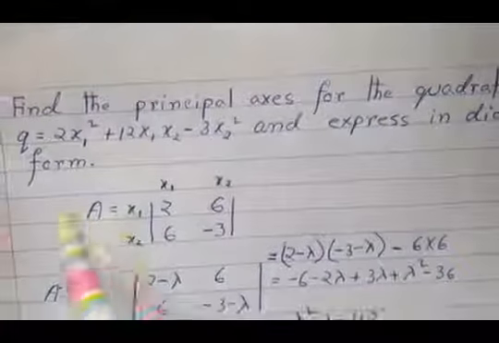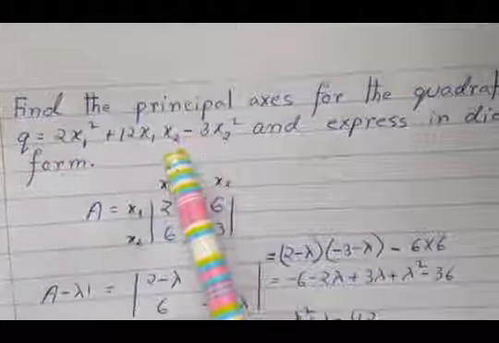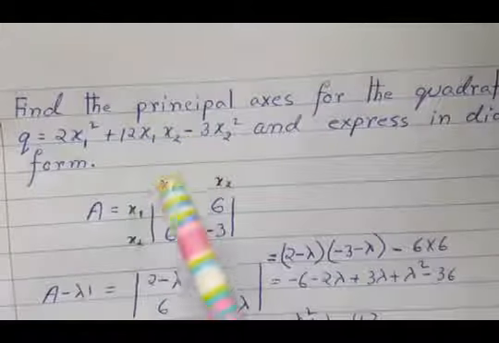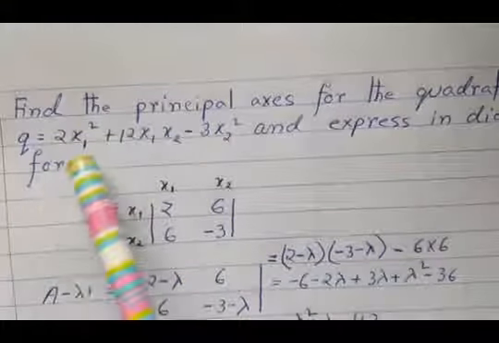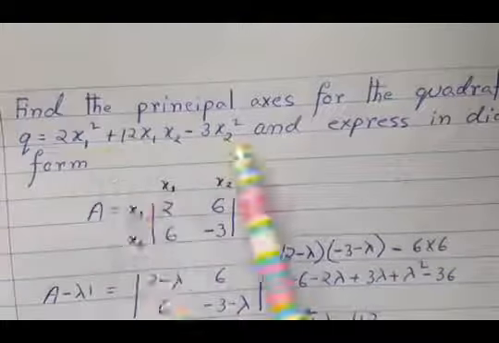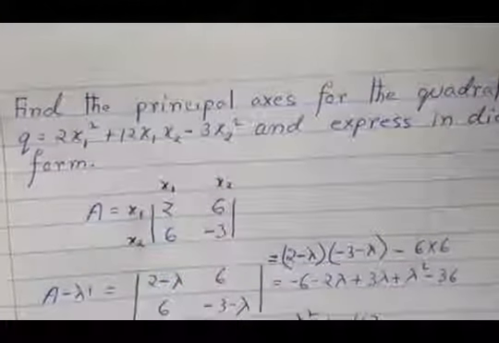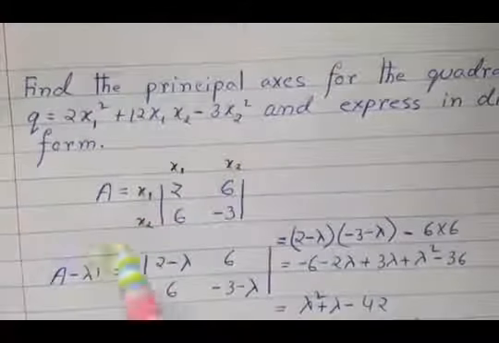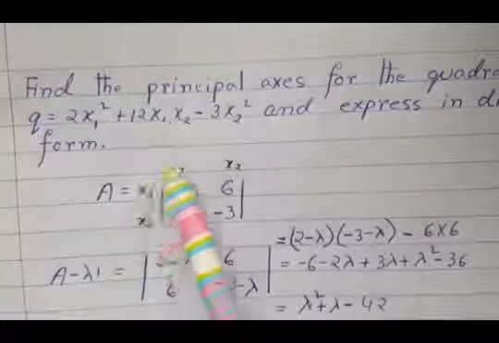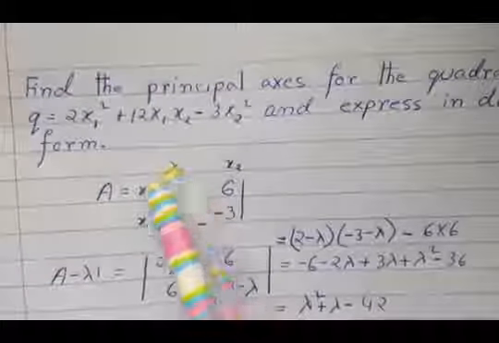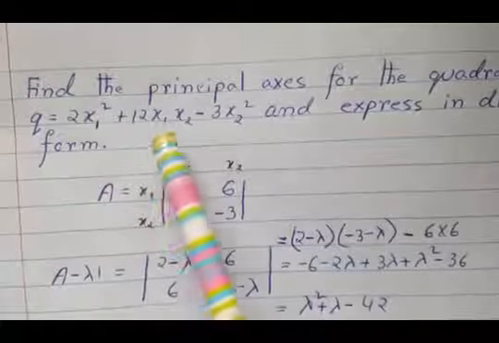What to do first? You need to arrange this quadratic form equation into a matrix. An easy way to do this: look at this. It's x1 and x2. There are two variables, so it's better if you write x1 x2 this way and x1 x2 that way, so that you know which number is going where. So this is x1 squared, which means 2 will go here, because x1 and x1 is x squared. And this is x1 times x2.